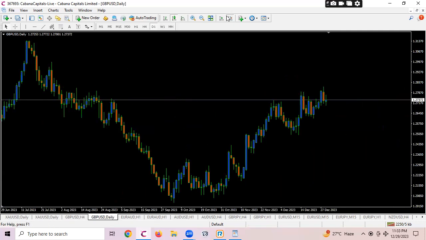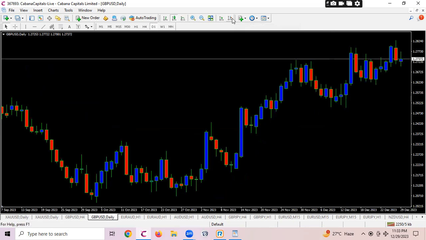What do we have on daily? Do we have a bearish reversal pattern on daily? No, sir. It's bullish. Why do you say it's bullish? Which of the candlesticks?